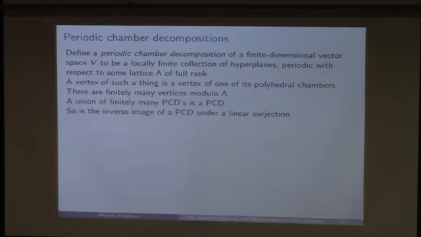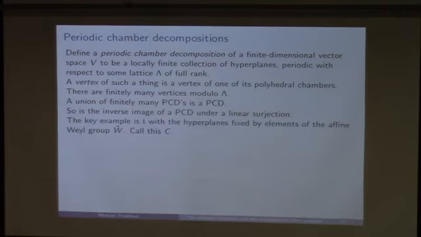Now, a union of finitely many such things is again one of these such things. And if I have a linear surjection of vector spaces, and I take the inverse image of such a thing, I get such a thing. And the key example that you're supposed to keep in mind is the maximal torus of a compact Lie group, together with the hyperplanes which are fixed by one of their reflections in the affine Weyl group delta. So call this C. We saw it once before for SU3. There it is, right? That's the chamber decomposition of the Lie algebra t that I have.